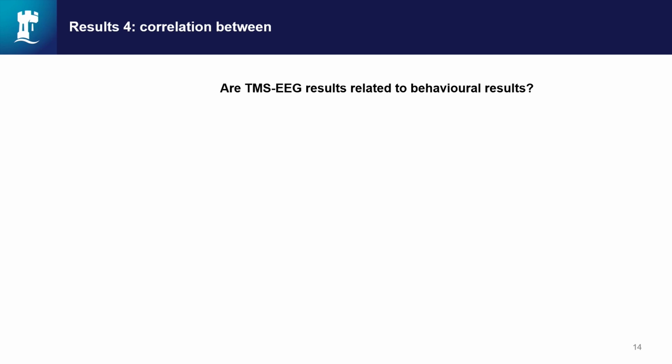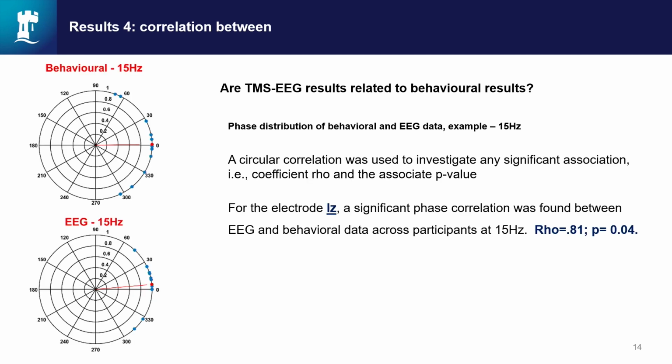And then we asked ourselves, okay, are these TMS-EEG results actually related to behavioral results? We had the same participants doing both. And what we found is that actually they are related. So there is a significant correlation between the phase that we found in the TMS-EEG data and the phase we found in the behavioral data. So there is a match.